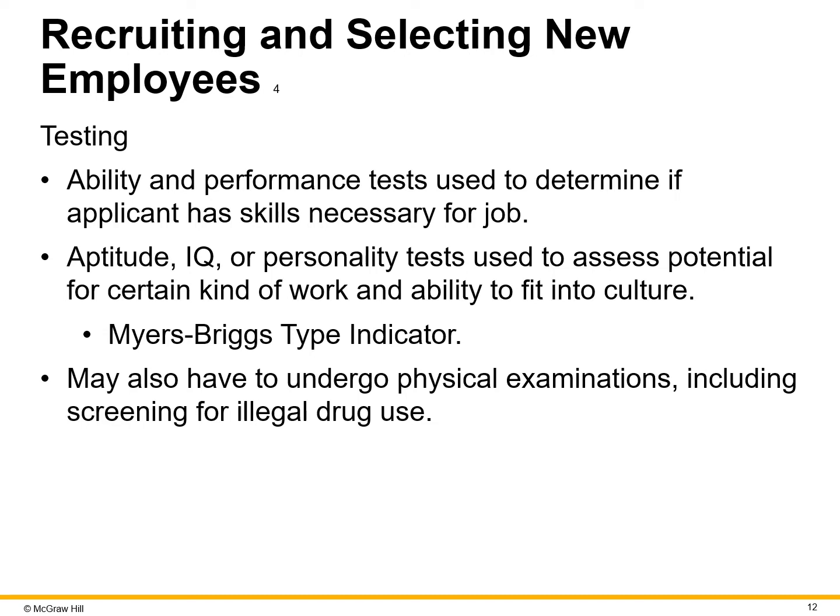A polygraph, or lie detector test, was once a common tool for evaluating applicants' honesty, but was restricted in 1988 to specific government jobs and jobs involving security or access to drugs. Applicants may also undergo physical examinations to determine their suitability for some jobs. Many companies require applicants to be screened for illegal drug use, but this practice is controversial. Because computer knowledge is essential for many of today's jobs, companies may also test an applicant's typing skills and knowledge of certain computer programs.